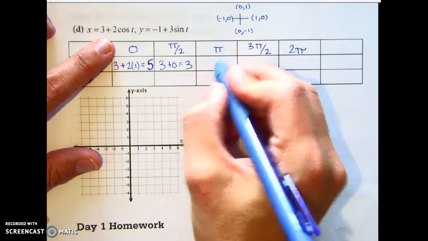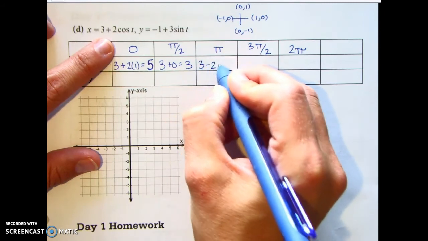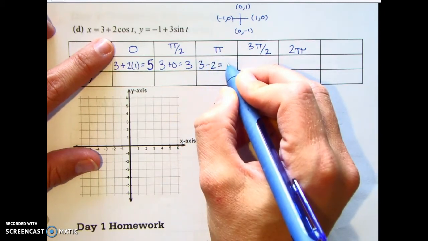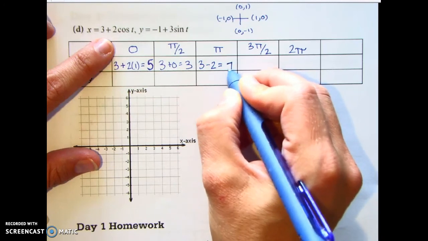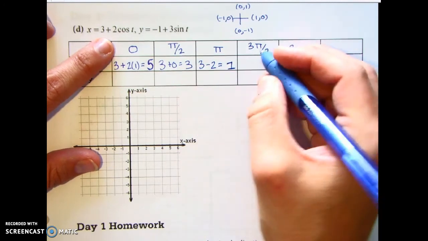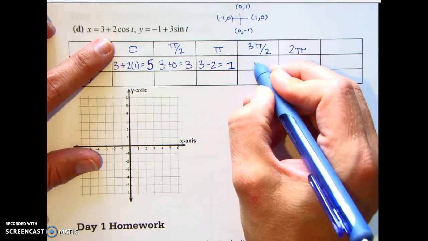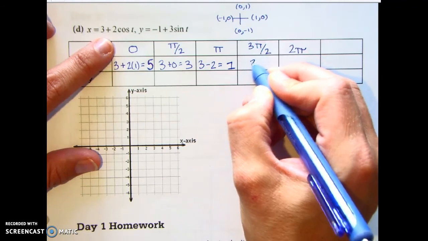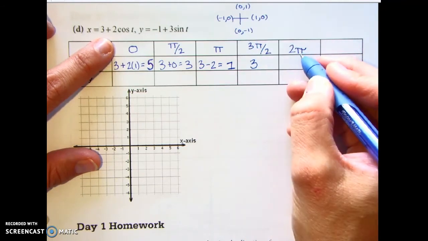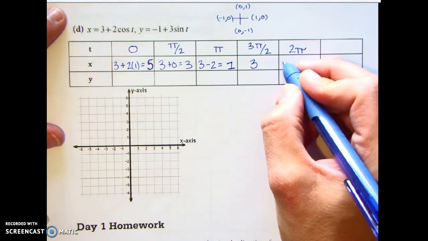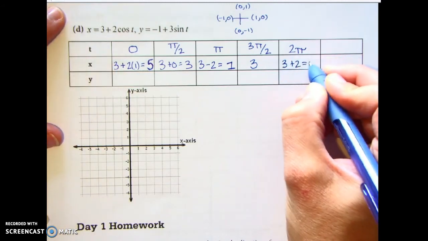When you plug in pi, we'll get 3 minus 2, which is, oh my gosh, that's a 1. And then the cosine here is 0, so we'd have 3 plus 0, which is 3. And the cosine at 2 pi is the same as 0, so we have 3 plus 2 equals 5.